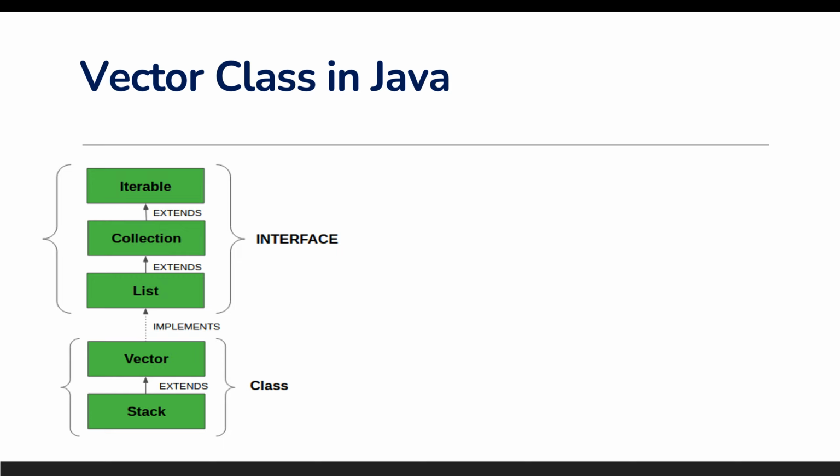So this is the hierarchy of the vector class. Basically, the top root interface of the collection hierarchy is Iterable, then Iterable is extended by the Collection interface, then by the List interface, and then Vector, and Vector is also extended by the Stack class. We will see in an upcoming video what the Stack class is. So in today's video, let's see what the vector class is.